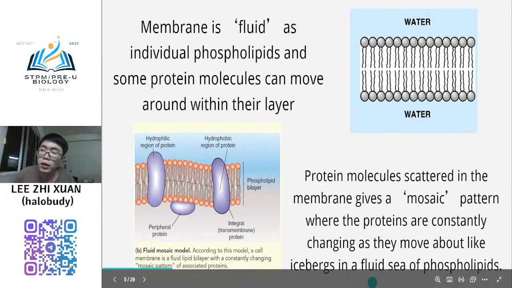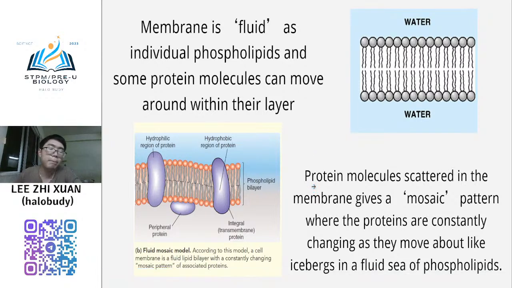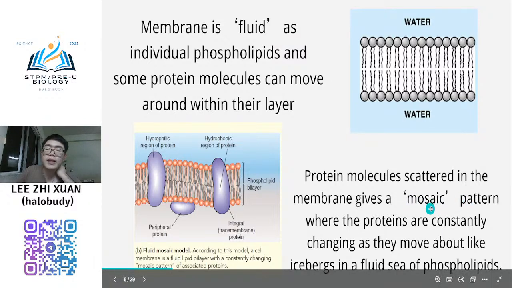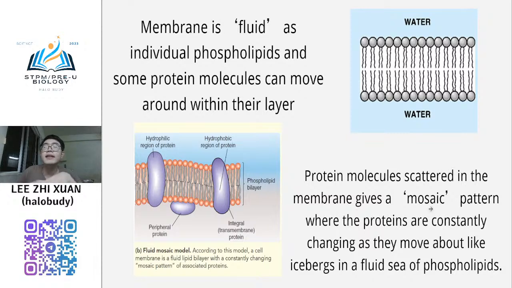Now we proceed to what is meant by fluid and mosaic. What is fluid? What is mosaic? Why do we say the plasma membrane is a fluid mosaic model? Why do we say the plasma membrane is fluid? Fluid, as we know, is liquid, right? It looks like liquid. And then mosaic, I think you can see, like a mosaic floor, it looks like a mosaic. So why do we say like that?